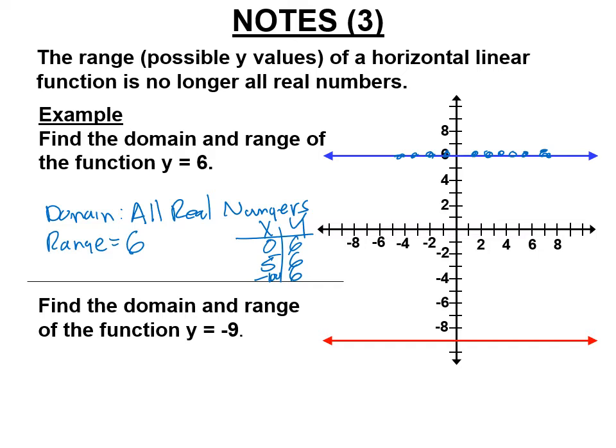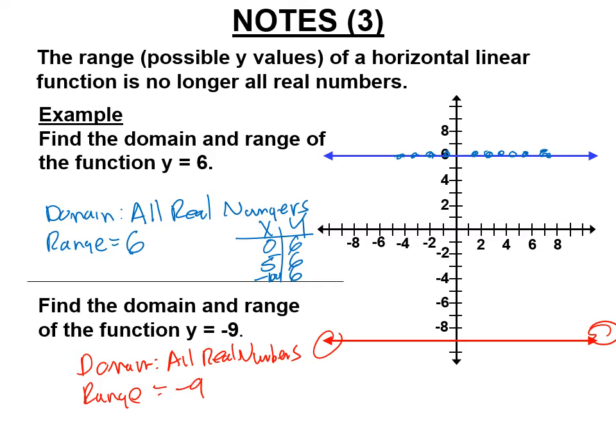Find the domain and range of y equals -9. So the domain, similarly, I should do this in red since that line's in red. The domain of this is still all real numbers because x could be anything. X could be over there, x could be over there. And so the range is -9. Everywhere along here, the y coordinate is -9.